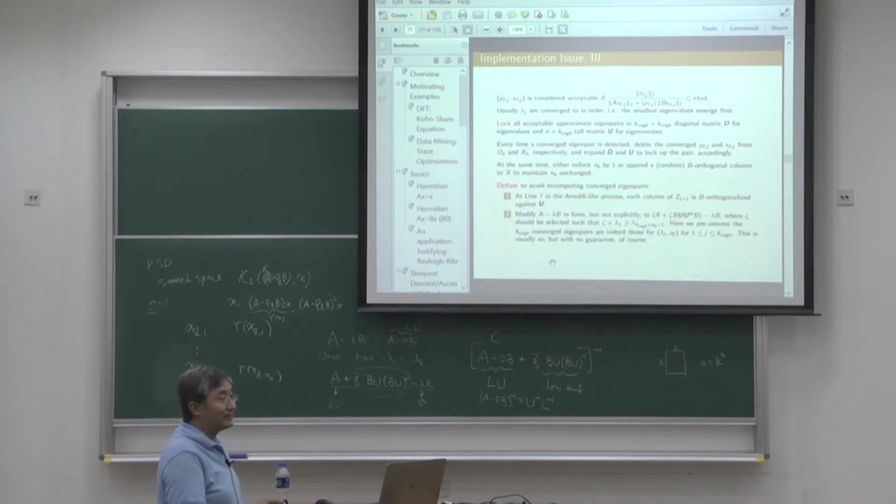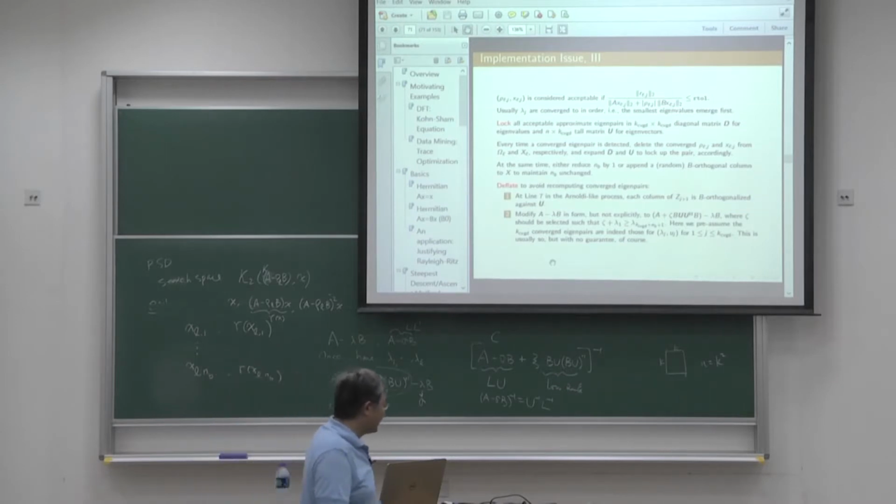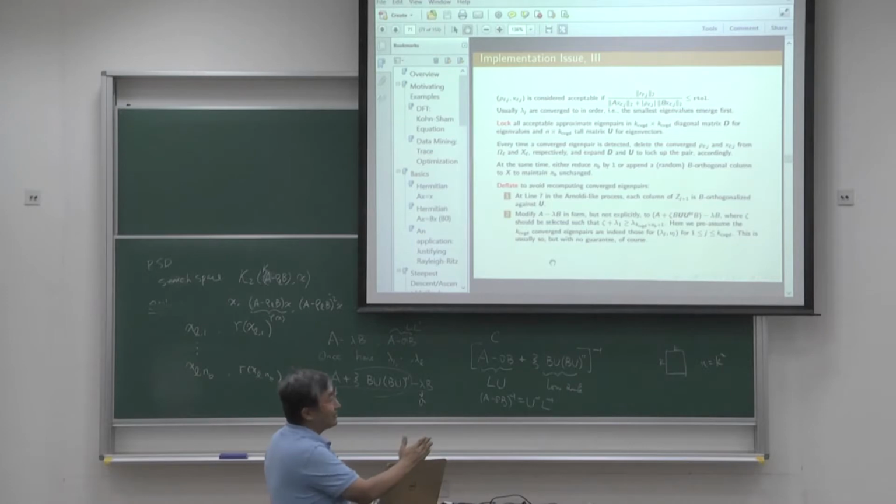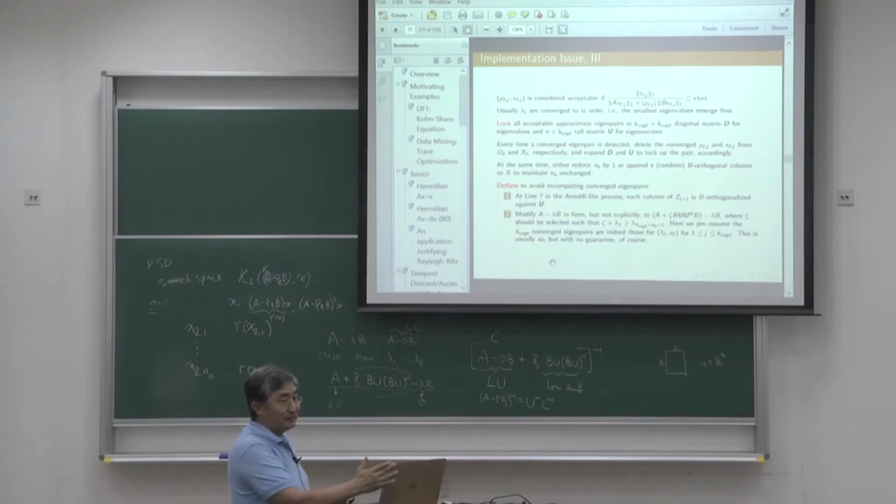This is one option. The other option is, I don't want to make NB smaller. I just keep NB the same as to begin with. So then you have to append another vector to the block. You already have a convergence, so you take one out, then the number of columns is reduced by 1. But in order to maintain the same number, you append another vector. So that's what happens.